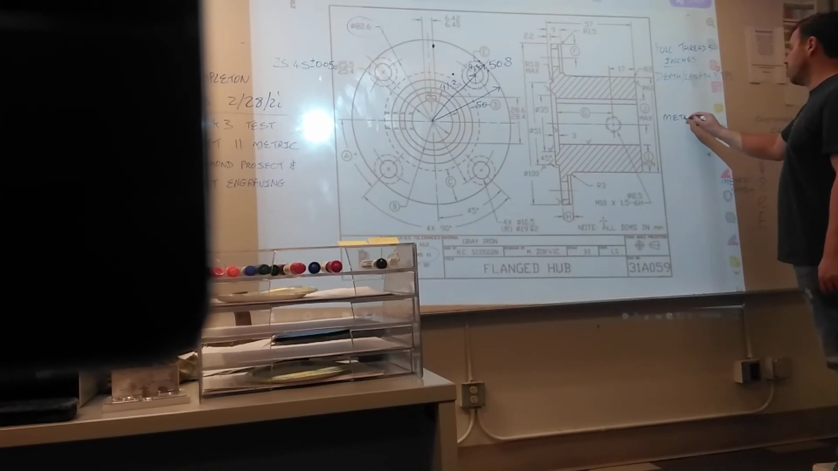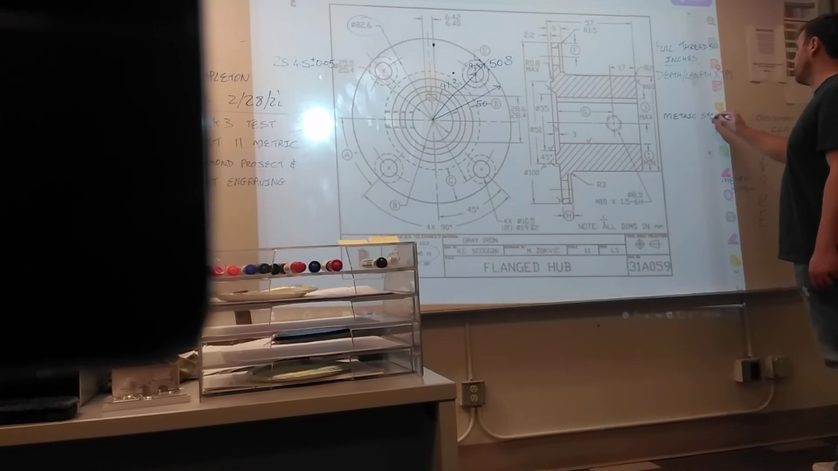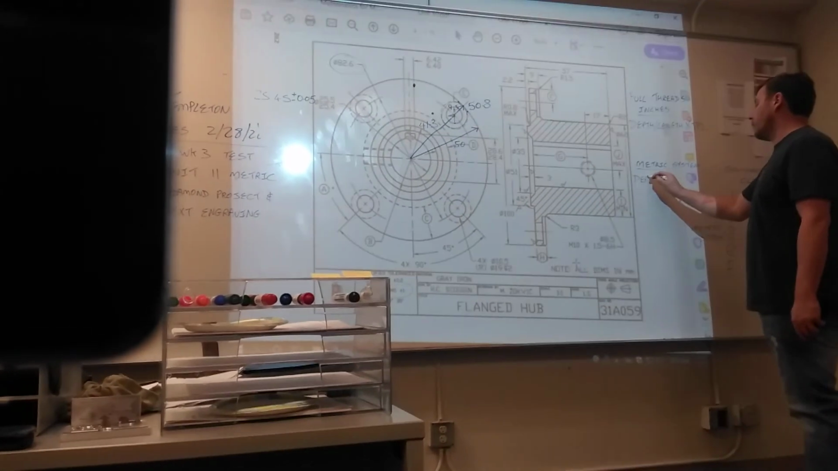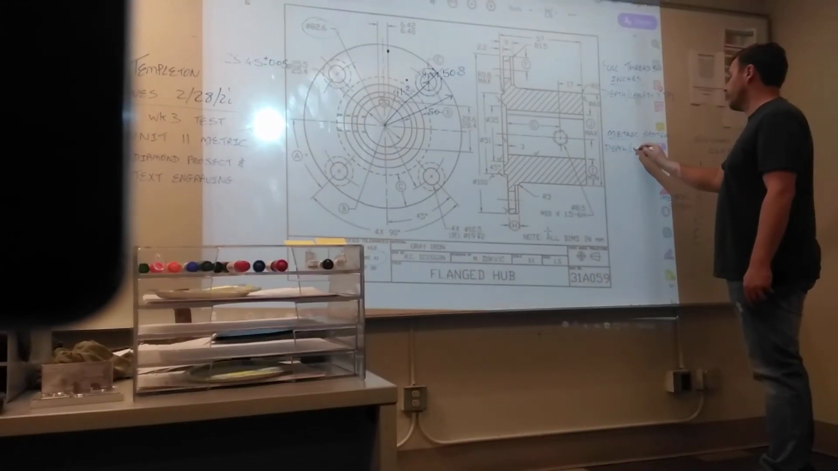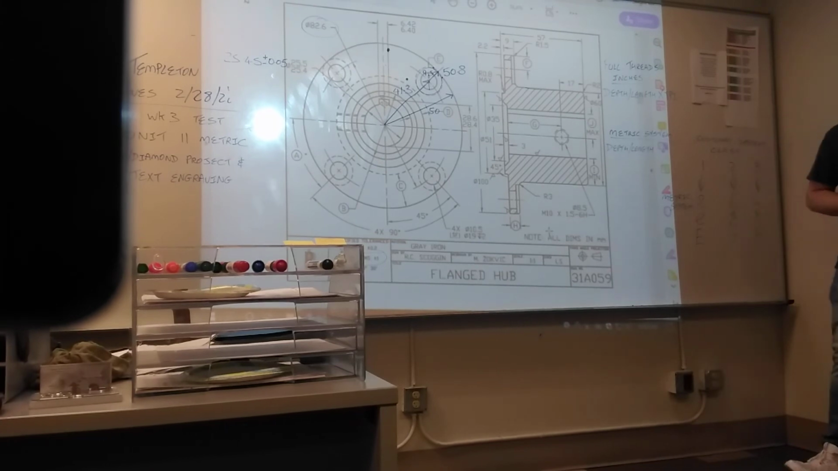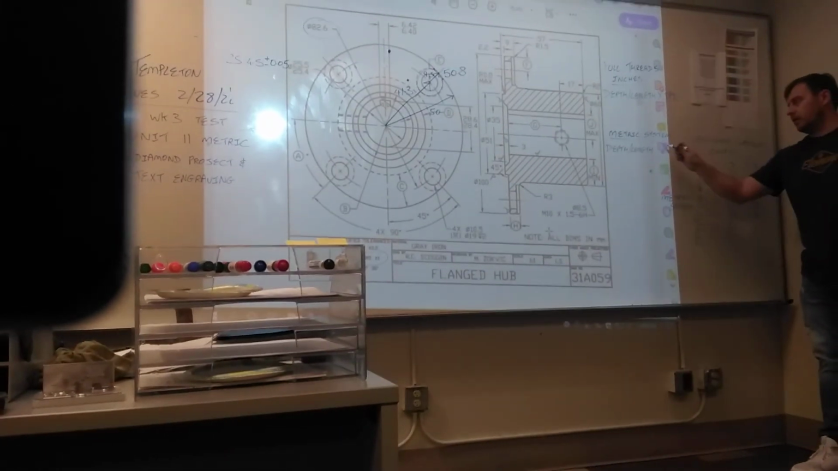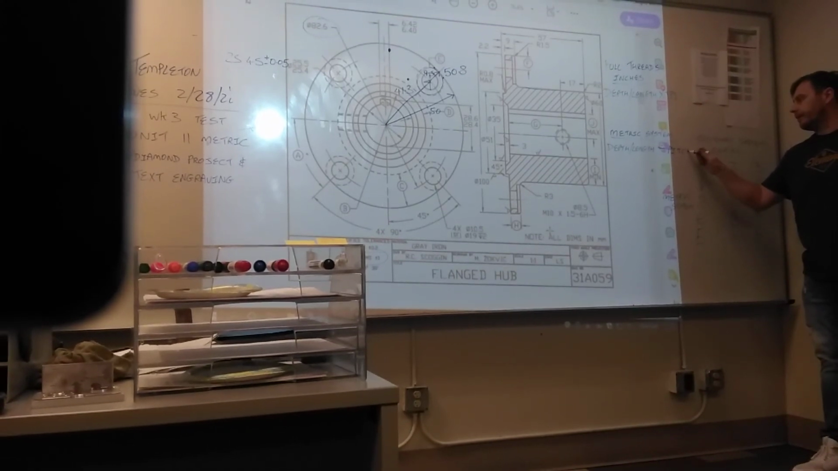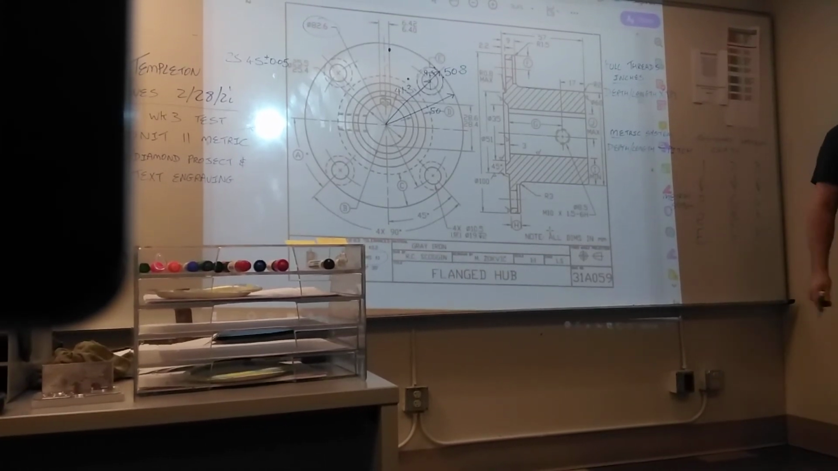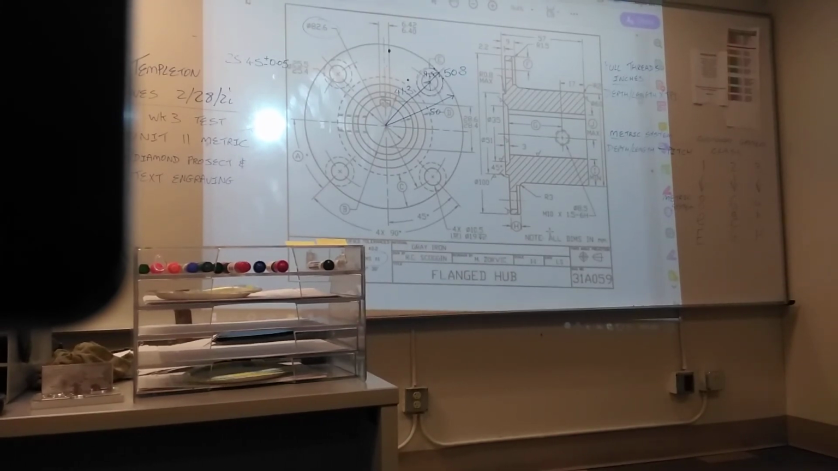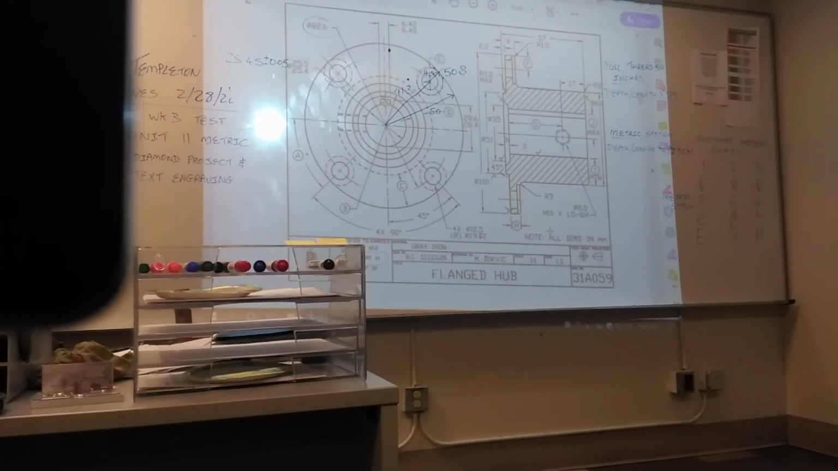So in the metric system, we take the depth or the length and you divide by the pitch. So in the inch system, you multiply by threads per inch. Metric, divide by the pitch.